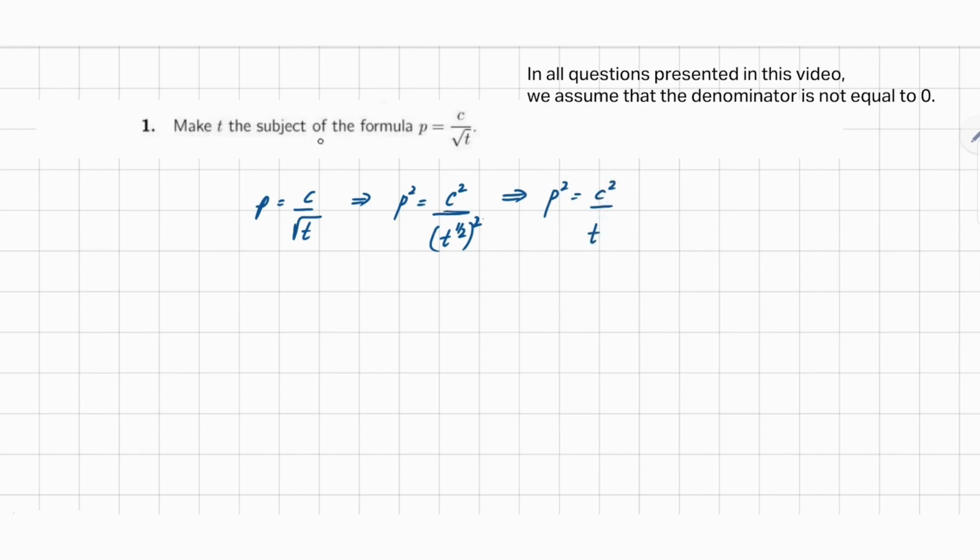Since we need to make t as a subject of the formula, we can multiply the entire equation by t, which gives us t p squared equals c squared. And we can divide the entire equation by p squared, which gives us c squared over p squared, which is the final answer.